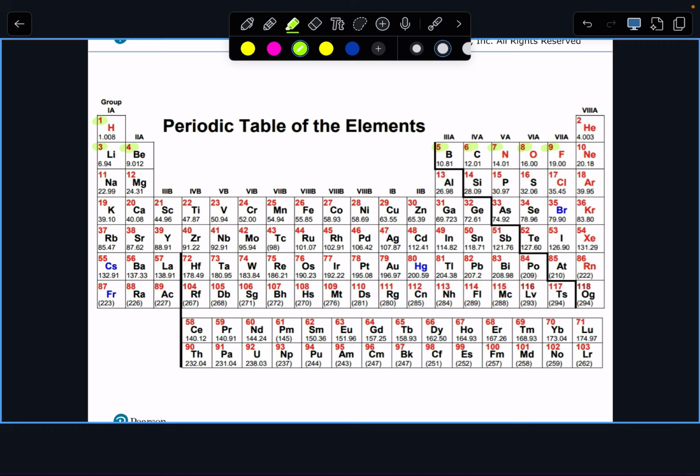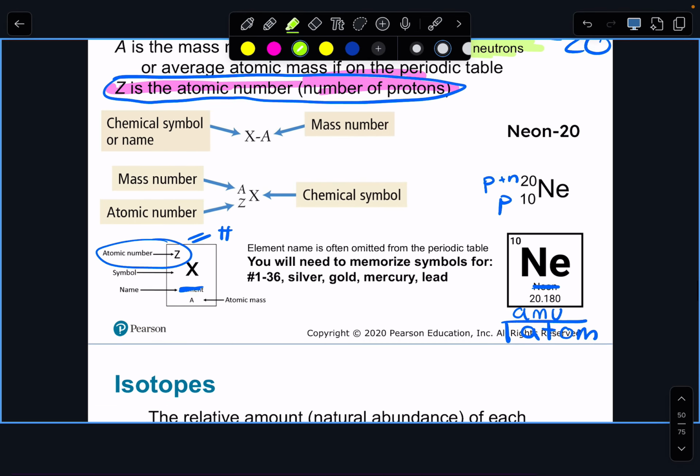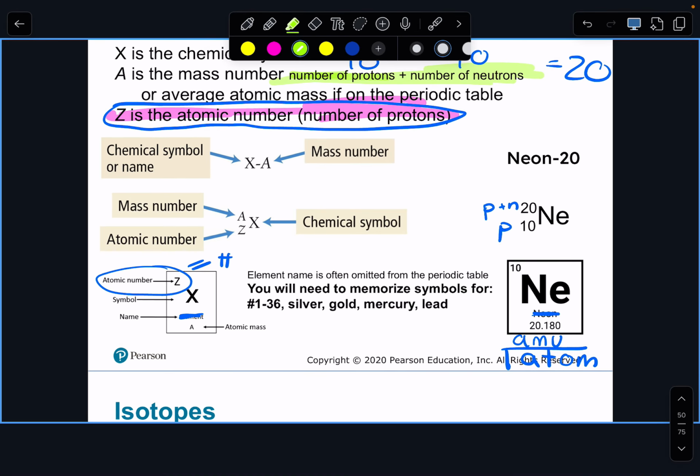The symbols we're going to write, though, are like a rounded off version of that. Okay? I think I have this coming up, and maybe I'll just say it now. Yes, right there. So element name is often omitted. So I already did that.